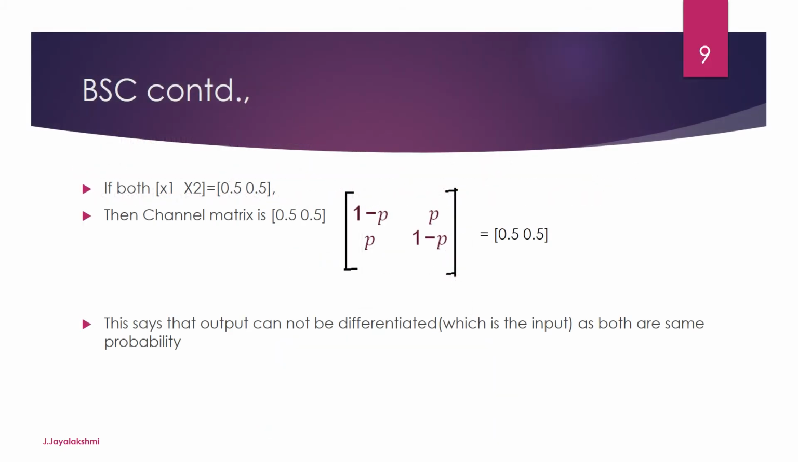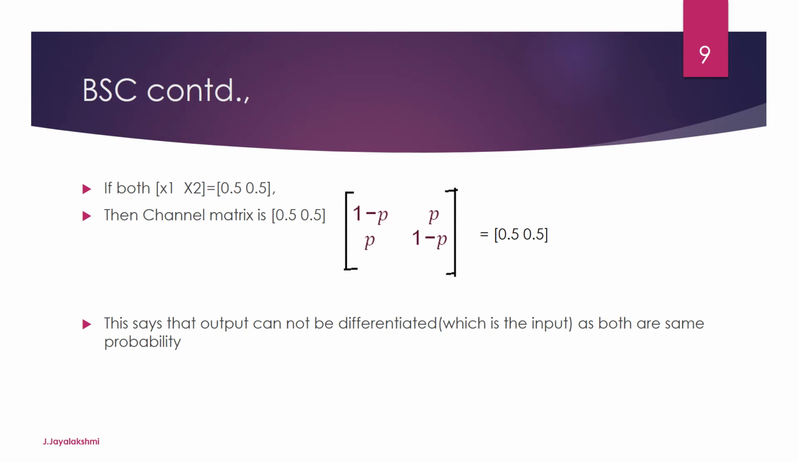For example, as I said, both the input variables are going to have the same probability, that is x1 and x2 are going to be equiprobable, 0.5 each. Then the input source matrix 0.5, 0.5 is multiplied with the channel matrix, which is 1 minus p, p, p, 1 minus p. So when you multiply these two matrices, it results in 0.5 and 0.5. So this says that the output cannot be differentiated as both have the same probability. So this is a problem in the case of your binary symmetric channel.